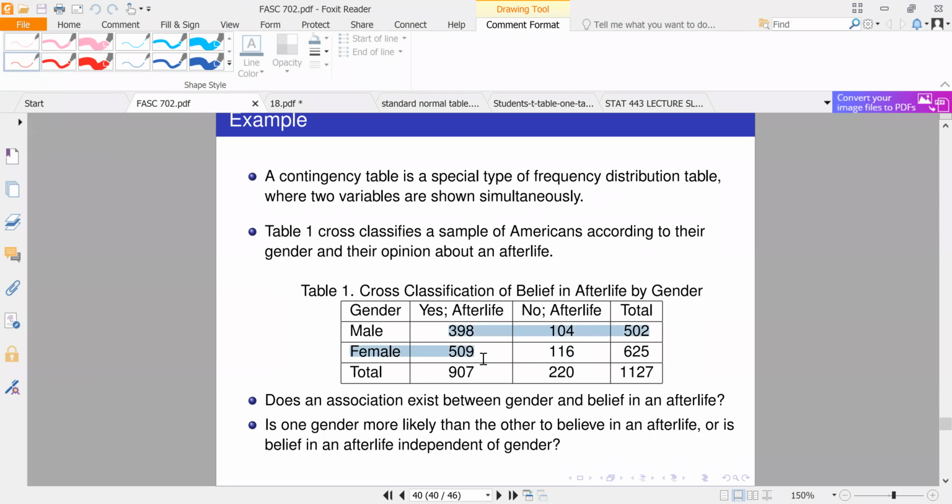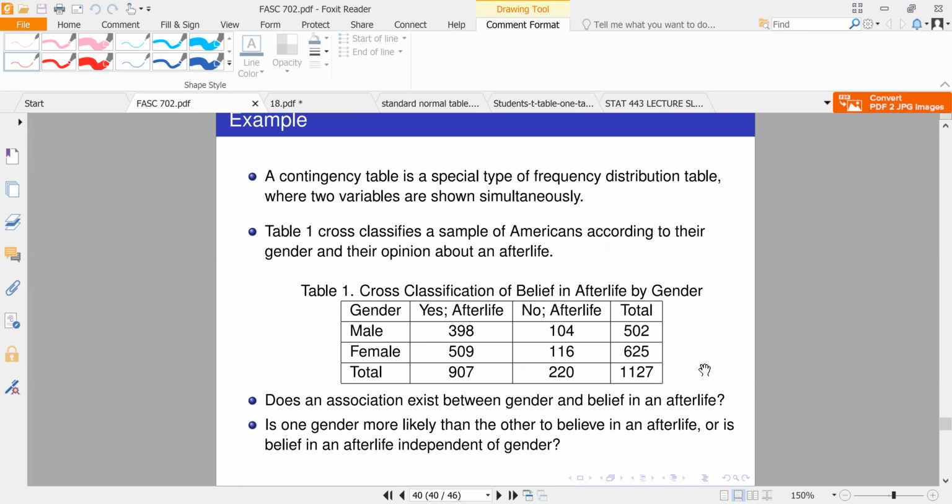But if you sum the values in this second column, you'll get the total number of people who believe in afterlife, and also the total number of people who do not believe in afterlife. Likewise for the rows. So in this case, we can say there were a total of 502 males and 625 females. Out of these 502 males, 398 believed in afterlife. The remaining 104 did not believe in afterlife.